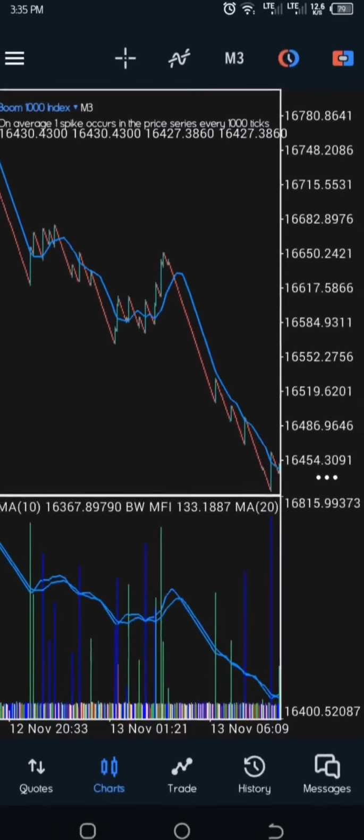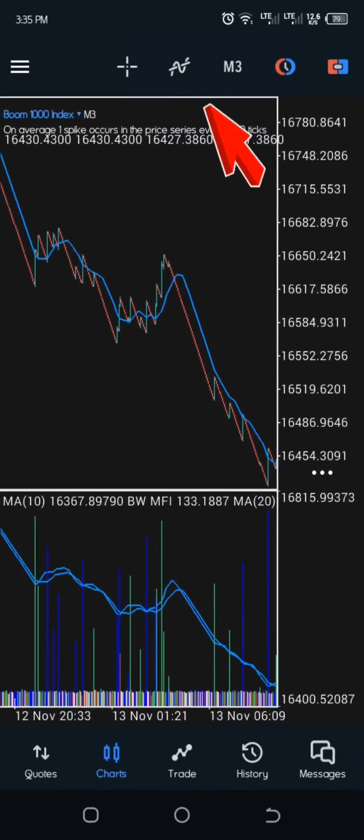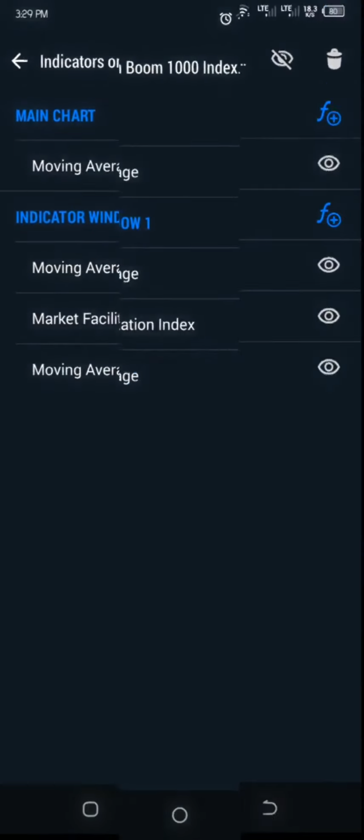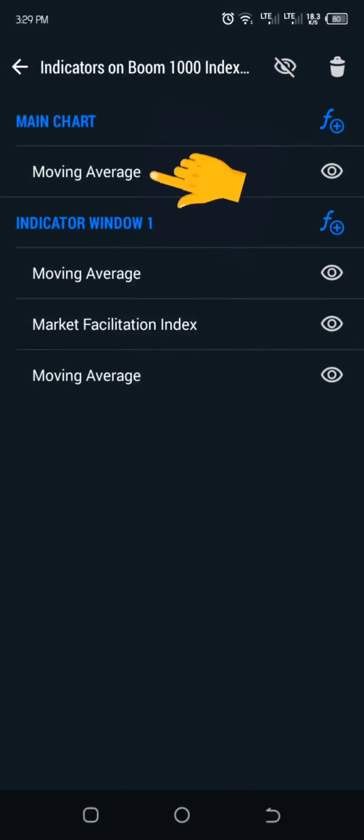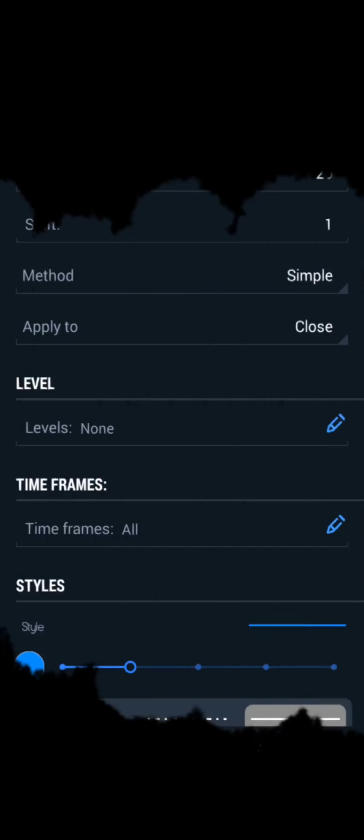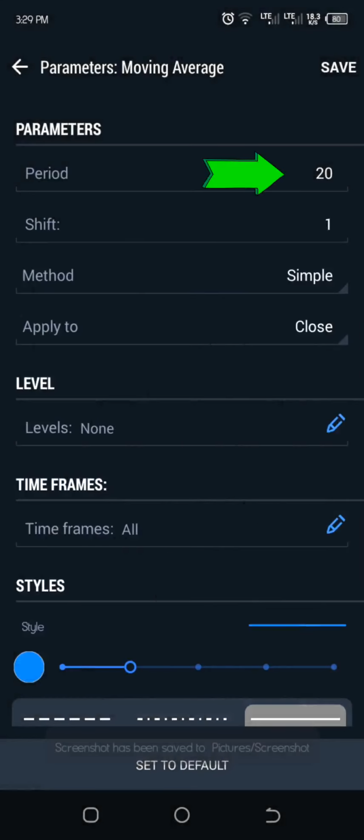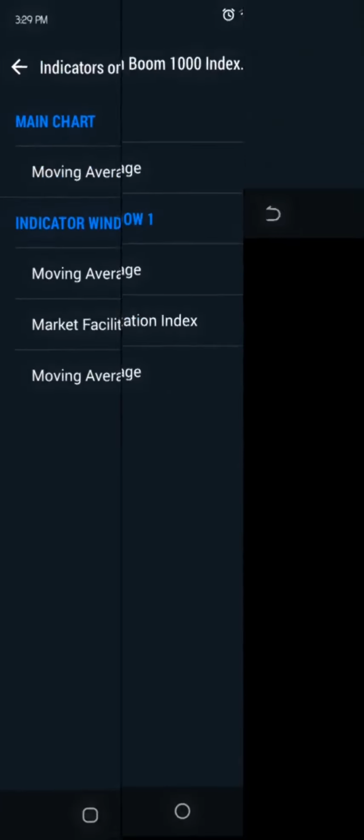Settings for the strategy. So the first thing we have to do is just click on this icon we are seeing at the top. When you click on this icon, the first indicator we are going to be adding is the moving average. So how do we add this? We click on this F icon we are seeing on our main chart. We search for moving average and click on it. Now for the parameters of the moving average, the period is 20, shift is 1, method is simple, apply to close, and for the style, use any color of your choice and click on save. So that is the first setting we need for the strategy.